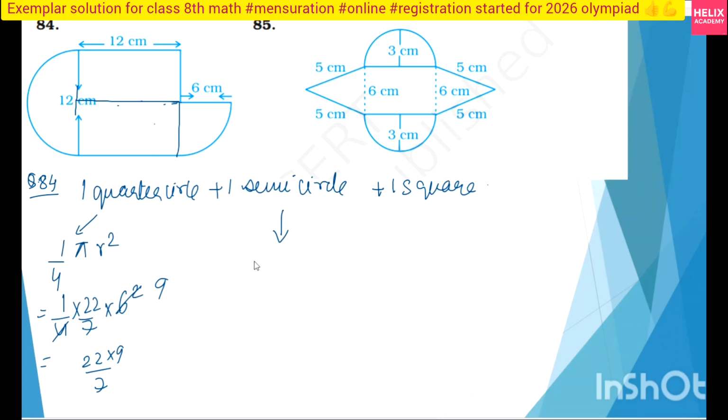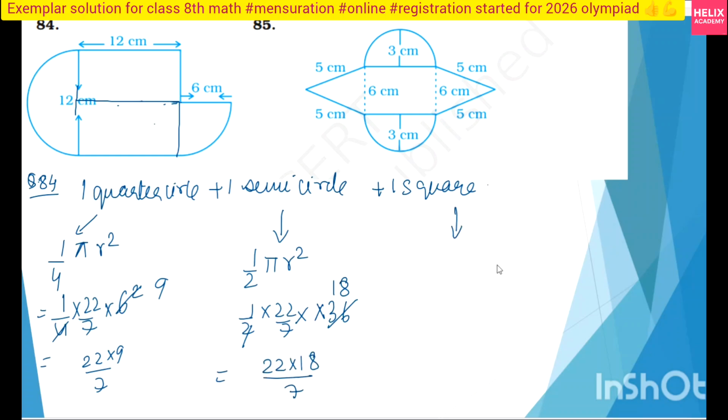Now see this semicircle. It will be half pi r square. So half times 22 upon 7 into r squared. R will be your 6 only. So 6 square is 36. So it will be 1 and 8, right? 18. So 22 into 18 divided by 7.